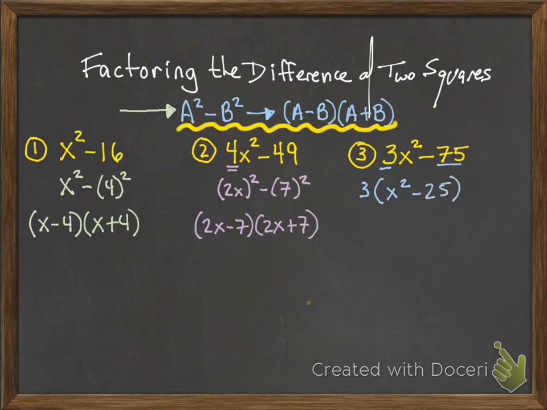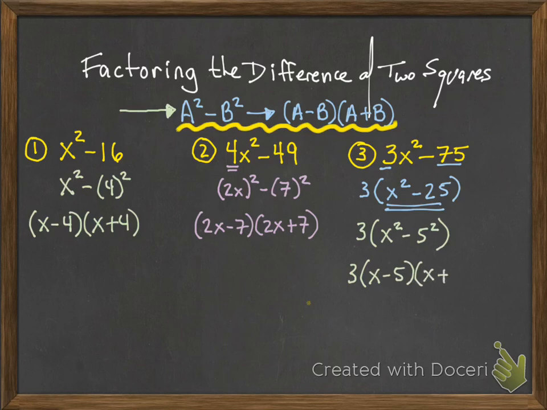So now, just looking at this part right here, we have a difference of squares. We have x squared minus 25, and we know that 25 is a perfect square. So let's rewrite this just to keep our steps the same, where we have x squared minus 5 squared, just like that. Therefore, we have the difference of two squares, so we can use the pattern to factor this out to 3 times x minus 5 times x plus 5.